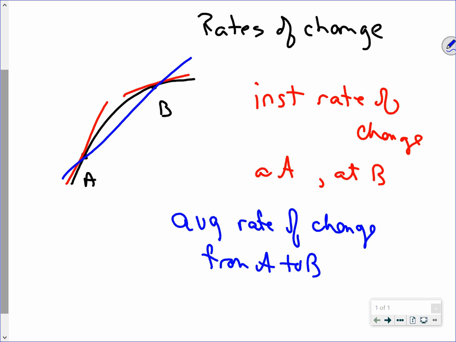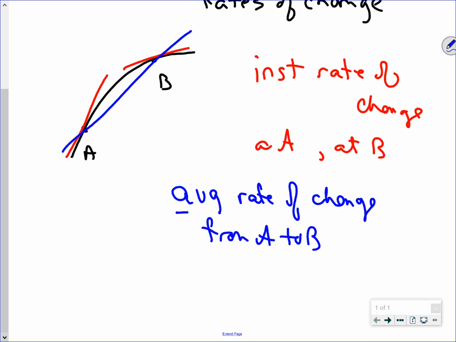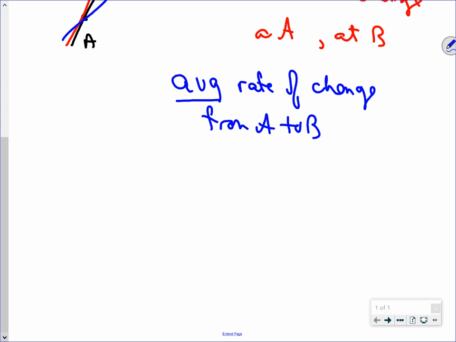So one of the things that people do most often is they see this word average and they get all excited and they want to add things up and divide, but that's not how you do it, okay? You do average rate of change by y2 minus y1 over x2 minus x1, just by doing the slope of those two points.